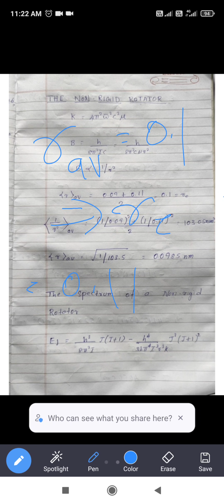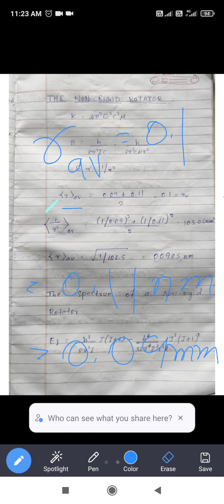0.11 nanometer and compressed by 0.09 nanometer. So how can we calculate the average distance of the spring? How can we calculate?